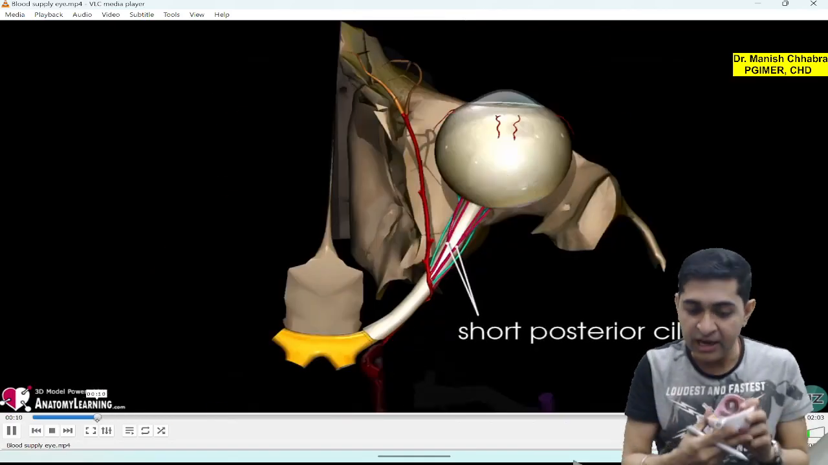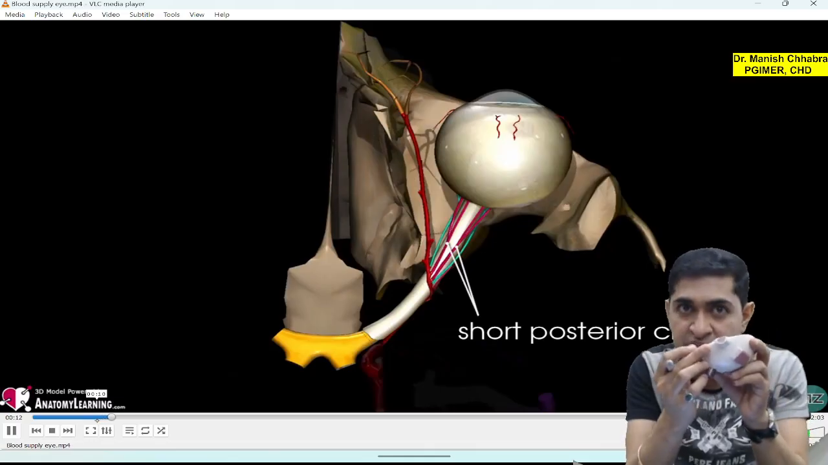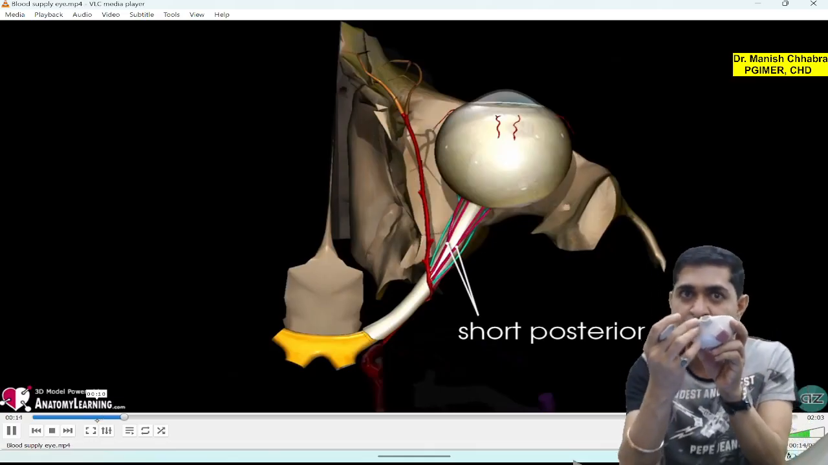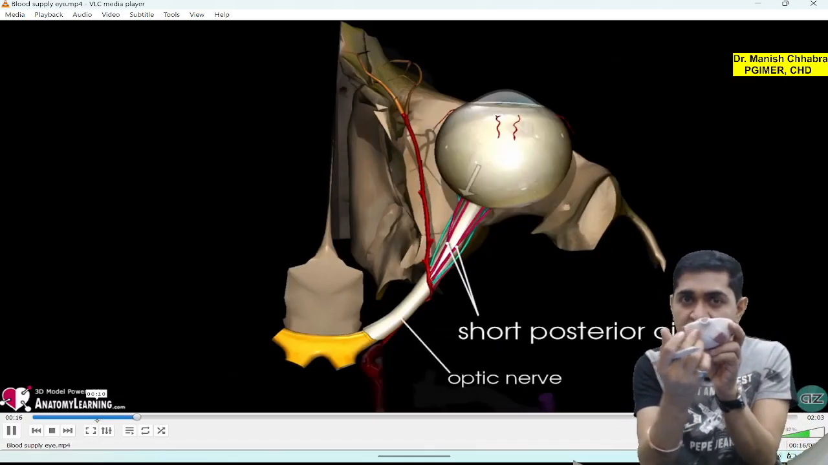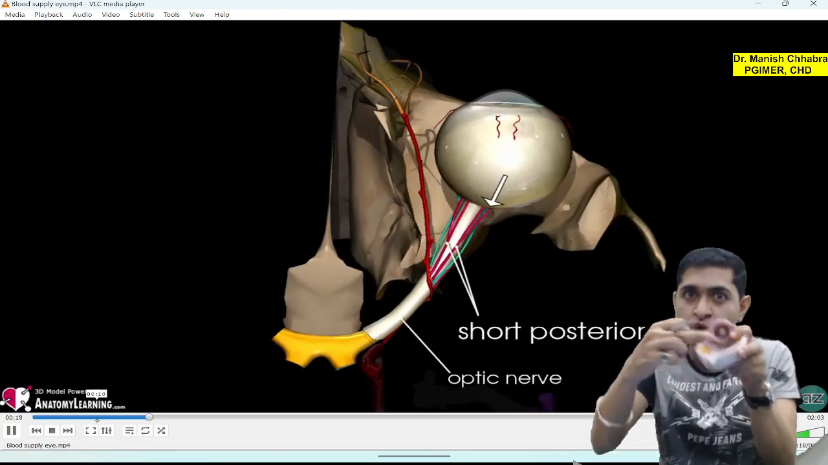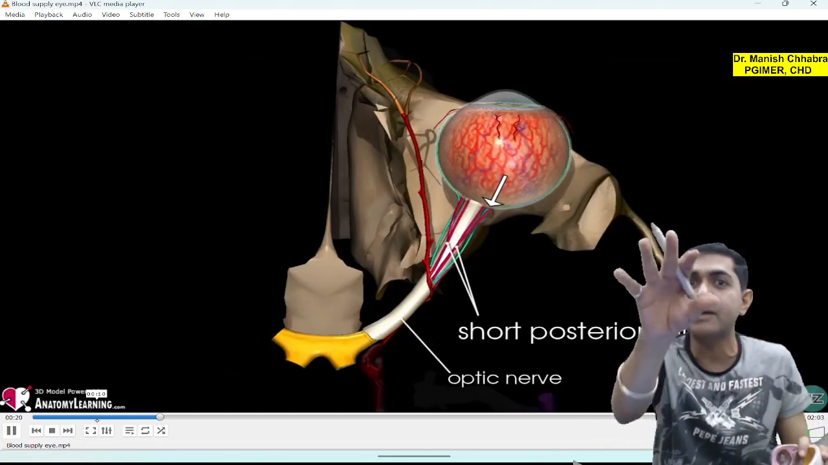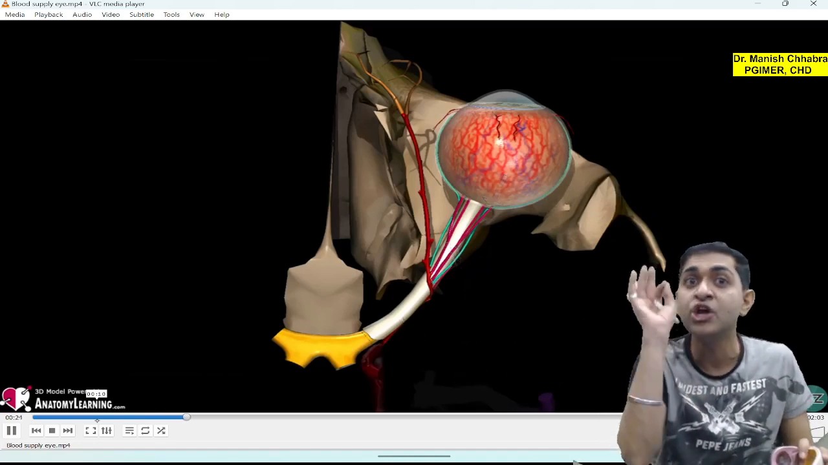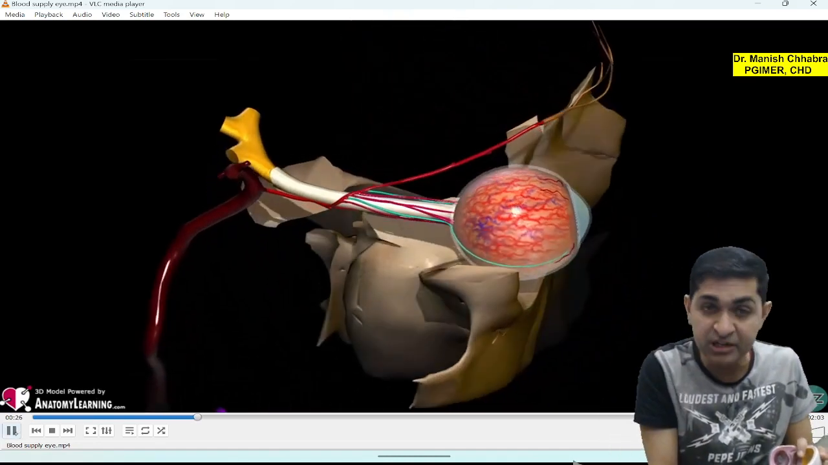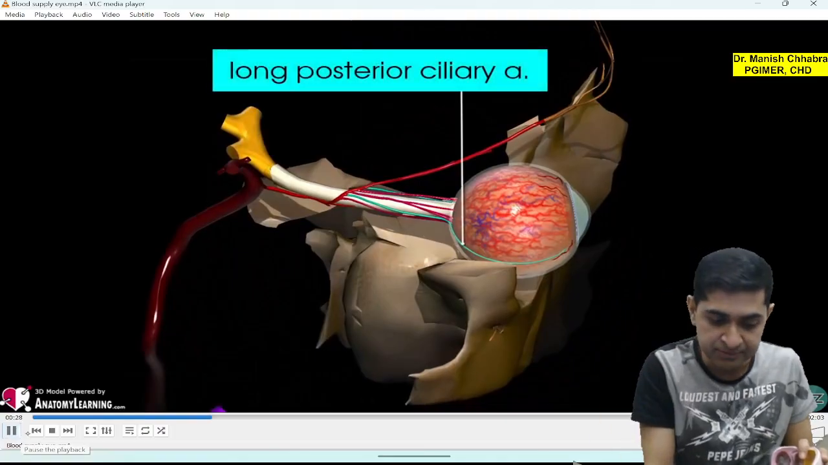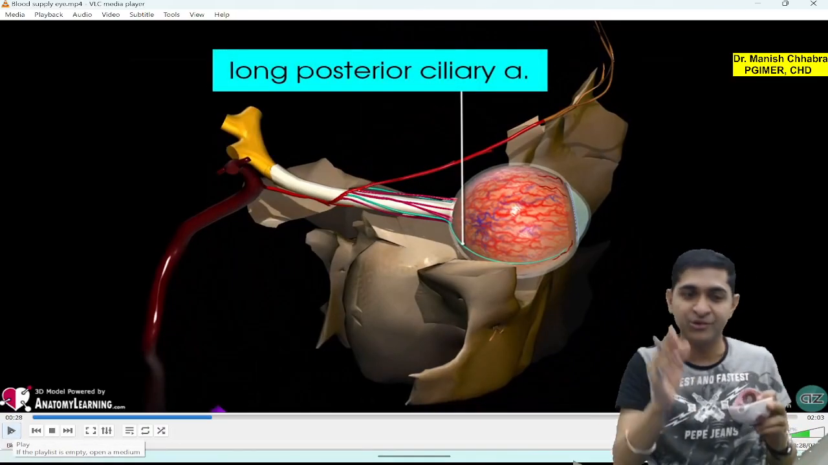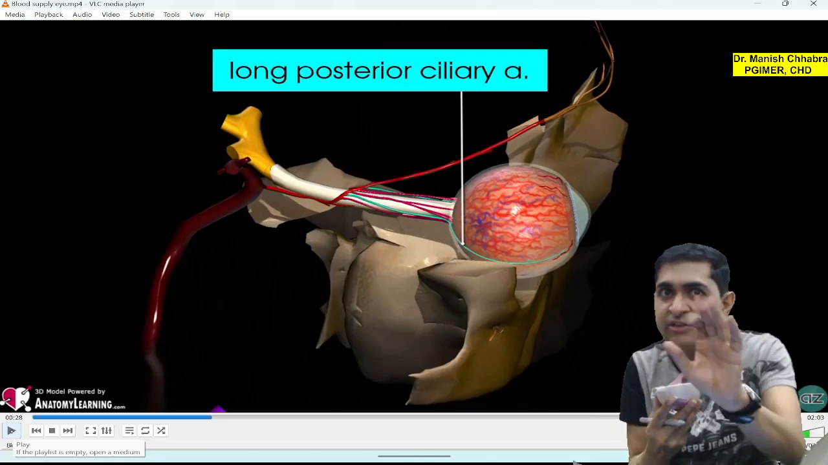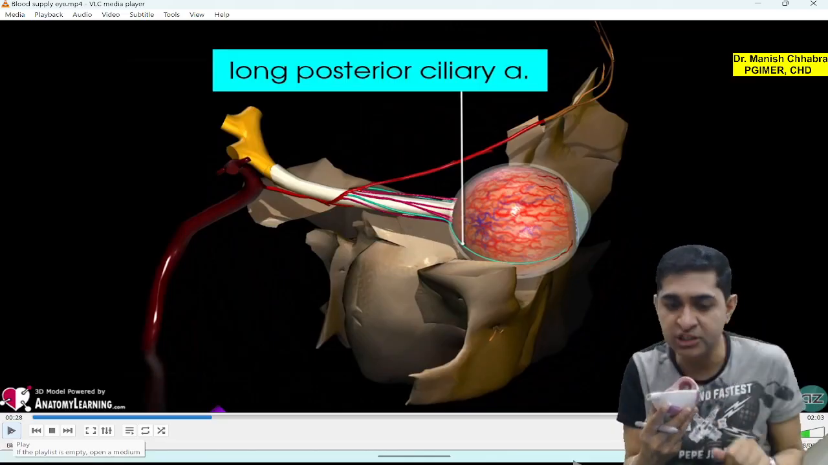Now can you appreciate short posterior ciliary arteries, which are branches of the ophthalmic artery? They are piercing the sclera and going into the choroid, so they form the choriocapillaries inside the choroid. Please remember, choroid receives 85% of the blood supply which the eye receives. So 10 to 20 vessels, short posterior ciliary arteries.